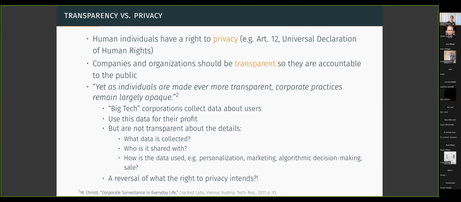And the other concept is transparency, where the key idea is that companies and organizations of all kinds should be transparent so that they can be held accountable to the public which they serve.